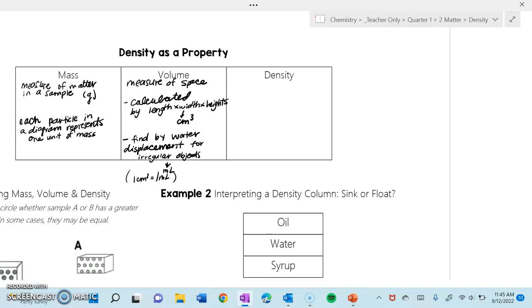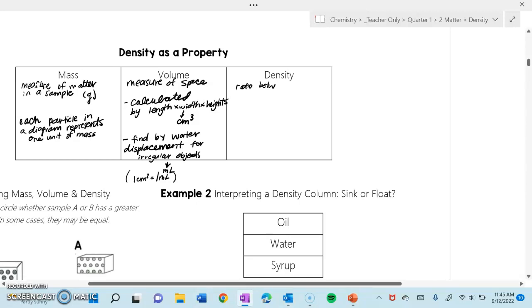Now, the last part of our notes here is where we look at the relationship between mass and volume, the density. So our density is a ratio between mass and volume, and it's measured in grams per milliliter or grams per centimeter cubed, depending on what your volume measurement had units of, but like we said, they're the same, so it really doesn't matter.